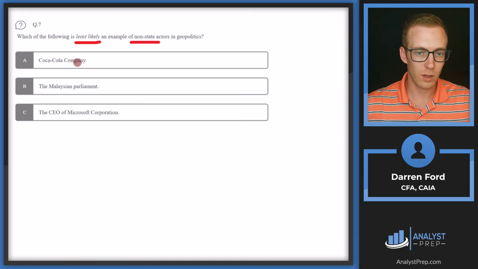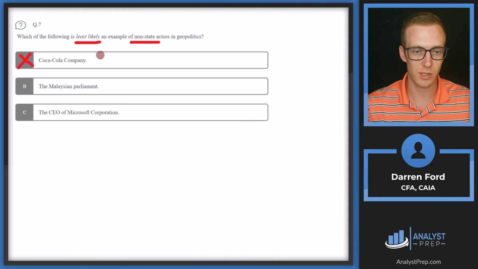So A, Coca-Cola. Coca-Cola is going to be a non-state actor, since they're not government affiliated, it's a publicly traded company with shareholders, and that's who they answer to, not any government entity. B, the Malaysian Parliament. Sounds like that will be our answer, since the Malaysian Parliament is going to be government related and they'll be a state actor. And C, the CEO of Microsoft Corporation falls in that same category as Coca-Cola. They'll be non-state. And so we will go with answer B, Malaysian Parliament.